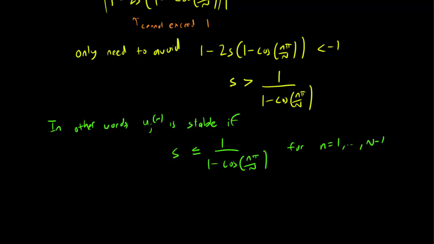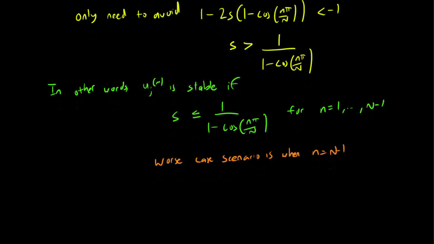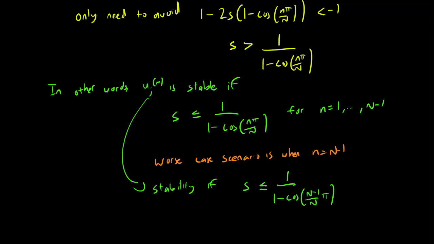And it turns out that the worst case scenario is when n equals capital N minus 1. That's because that's the value that gives you the largest negative number for cosine, when n equals capital N minus 1, which means that we can just look at the worst case scenario. We have stability if s is less than or equal to 1 over (1 minus cosine((N minus 1)π/N)), because that's the worst case scenario.